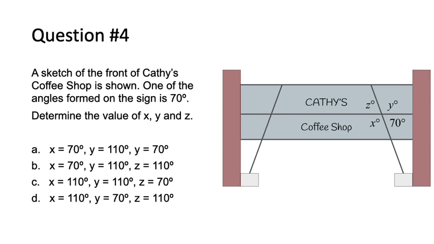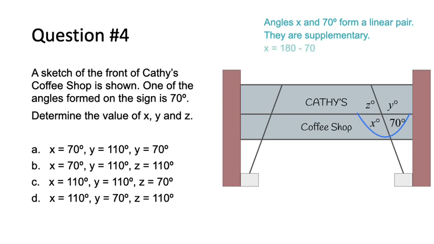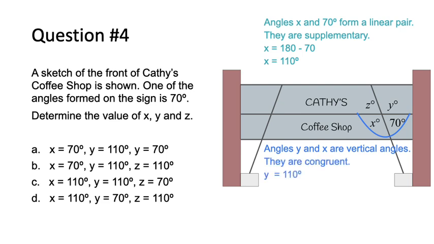First thing I would do is solve for X. Did you do that also? You could have gone about it another way. I looked here and I recognize that X and 70 form a linear pair. I know that they are supplementary. So to solve for X, I subtracted 180 minus 70, and I got 110 degrees for angle X. Next, I noticed that Y and X are vertical angles. Therefore, they are congruent, and therefore the measure of angle Y is 110 degrees.